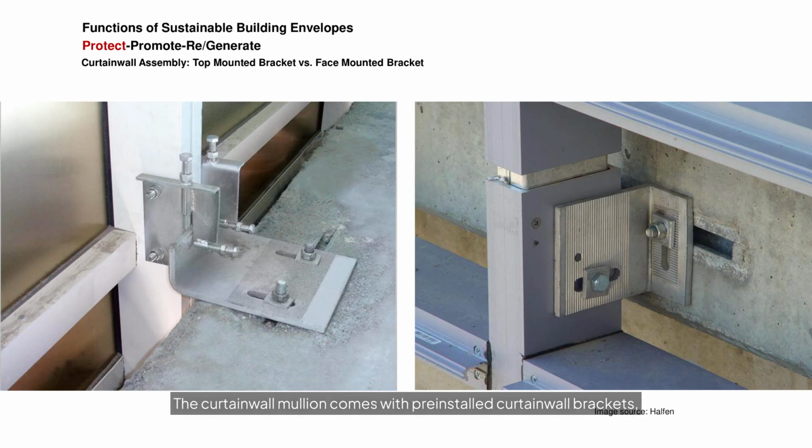The curtain wall mullion comes with pre-installed curtain wall brackets, and the curtain wall brackets sit on the anchor bracket at the top of the concrete edge. This approach is suitable when a spandrel panel bypasses above the slab and raised floors are installed to conceal the top-mounted bracketry. The face-mounted bracket on the right attaches the curtain wall to the vertical face of the slab.